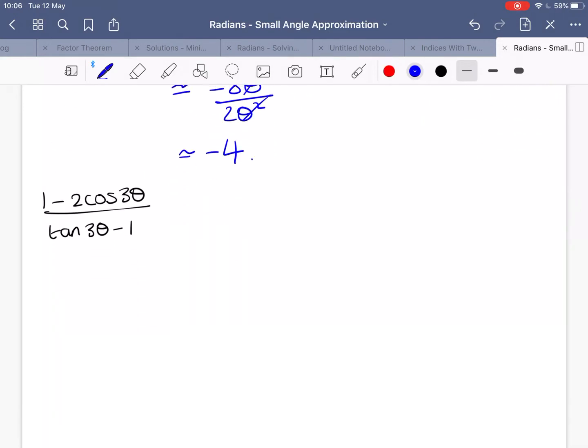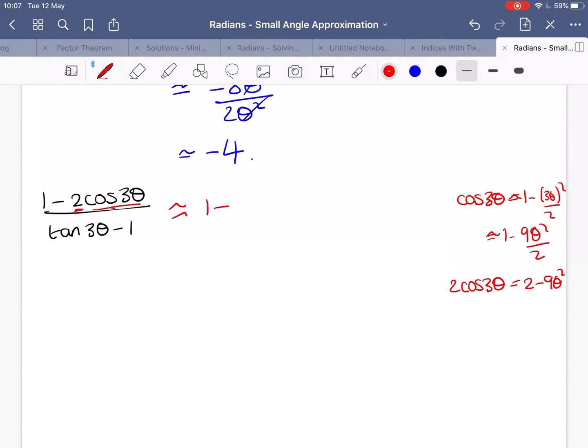Right, last one. So with this one, change colour. So again, because cos is a little bit more complicated, I will usually do a little bit of work on the side first. So I'll think cos 3 theta is 1 minus 3 theta squared over 2. So that's going to be approximately equal to 1 minus 9 theta squared over 2. And in this case, if you look, you actually want 2 lots of cos 3 theta. So I'm going to do that. 2 lots of cos 3 theta is going to be 2 minus 9 theta squared, because I want to double both of the terms in there.